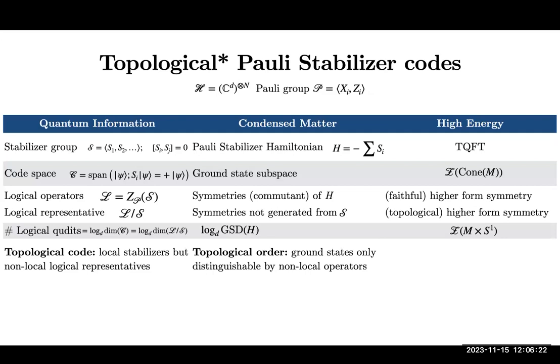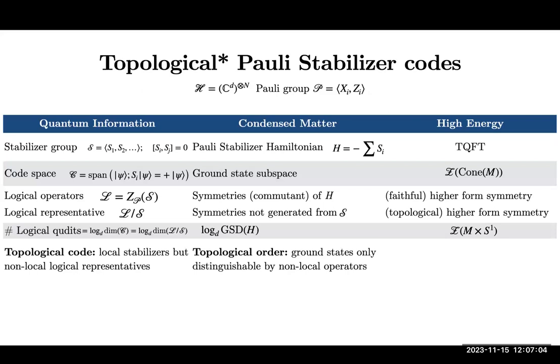The ground state of that Hamiltonian is what the quantum information people call the code space, which is just the span of all the eigenvectors which have eigenvalue +1 under these stabilizers. Since they all commute, you can always set them to +1 at the same time. In high energy, you would think of some topological quantum field theory, and the ground state subspace would be the Hilbert space you get by taking a manifold and constructing a cone of that, evaluating the partition function on that cone, and that would be your subspace.